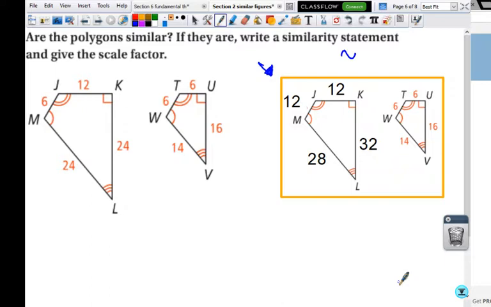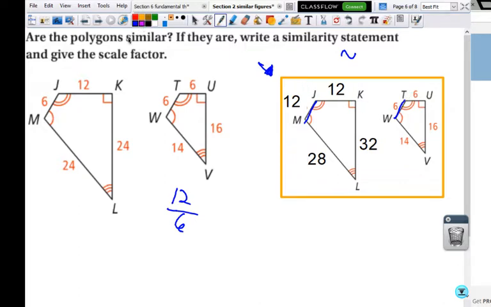Trista, did I already ask you one today? No. All right, Trista, give me one ratio of sides for this shape over here. The sides, not the angles. 12 divided by 6. If I start with this one on top, what's it going to be on the bottom? 6. Okay, I got that one.